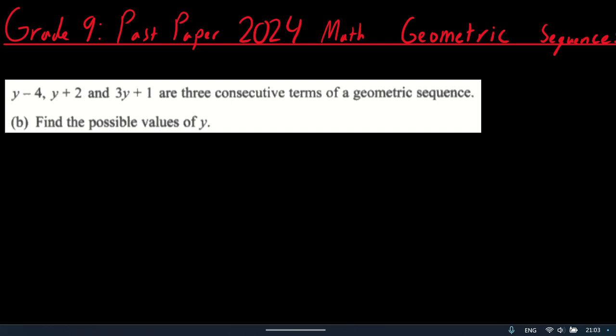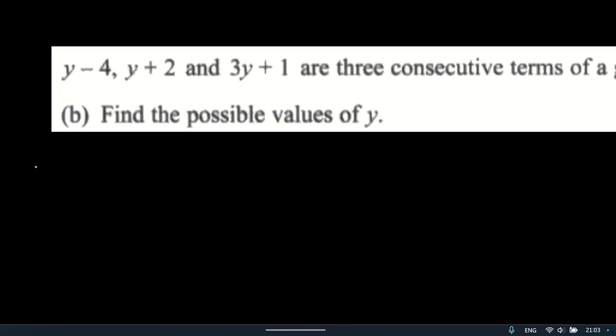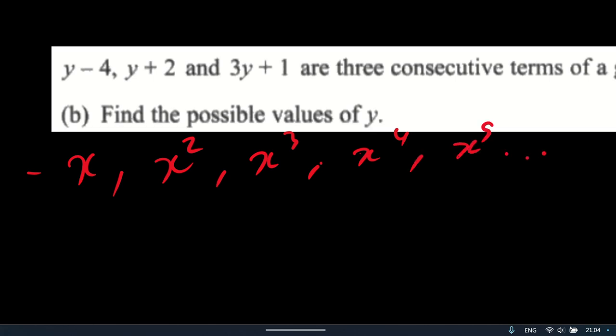So, to solve a geometric sequence, it's almost the same as a quadratic. However, again, there's a slight different touch to it. It's again a sequence. So imagine you have x, x squared, x cubed, x to the power 4 and x to the power 5, and so on. This is a sequence, a geometric sequence to be more specific.